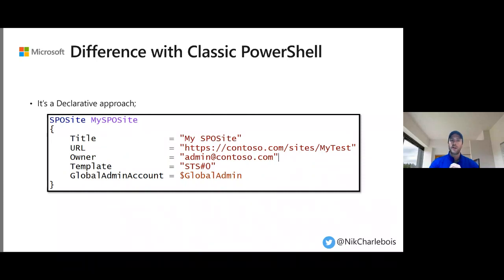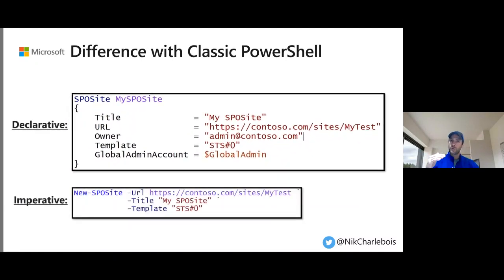In this case here, what I'm defining is I want to create a new SharePoint Online site, so an SPO site, that has the title, My SPO Site, that has the following URL. The owner is going to be admin at Contoso. So you define what the properties are, and then you just run that, and then we'll bring the environment in that desired state.